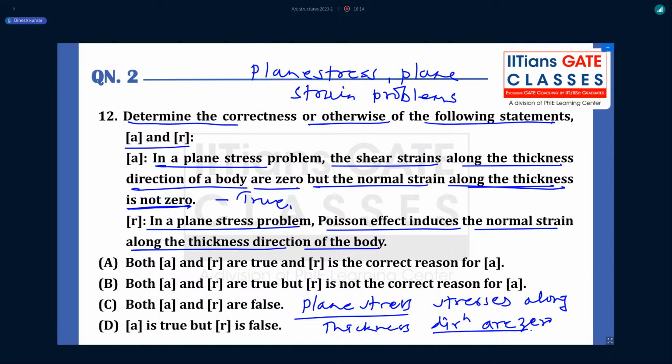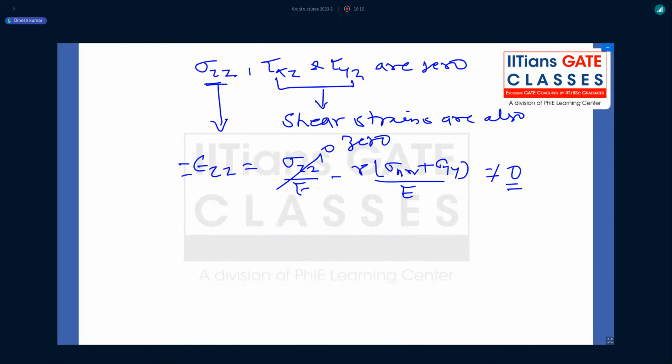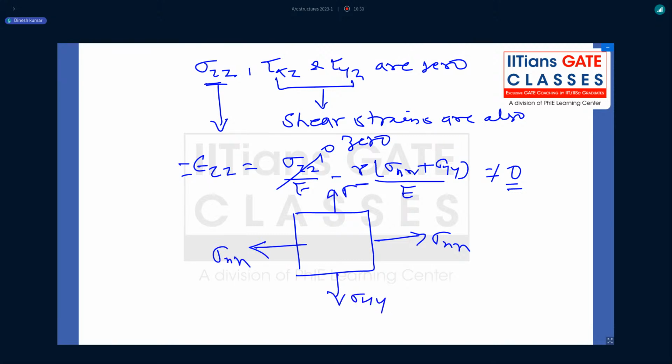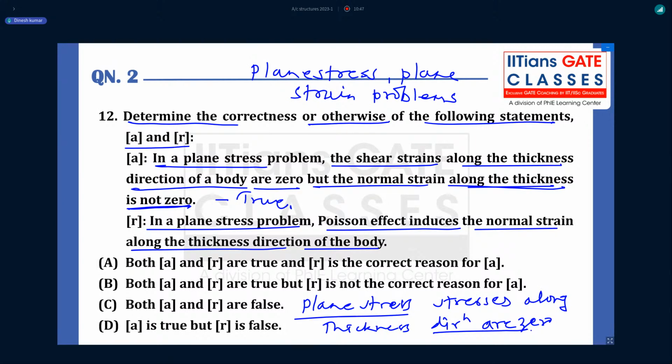So what is a plane stress problem? This is what I discussed, this is due to the Poisson effect. A plane stress problem means you have only sigma xx and sigma yy, and you can have tau xy shear stresses. There is no sigma z, but still due to this Poisson effect, we can see epsilon zz is non-zero. So the statement R is true.